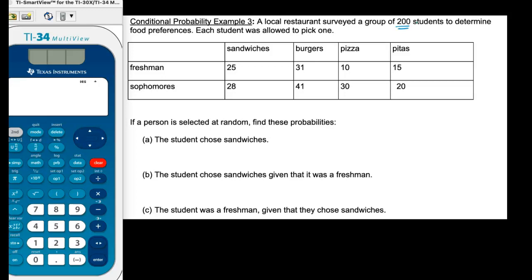In example 3, we're looking at a local restaurant that surveyed a group of 200 students, so that's the grand total, to determine food preferences. Each student was allowed to pick one. If a person is selected at random, find these probabilities.